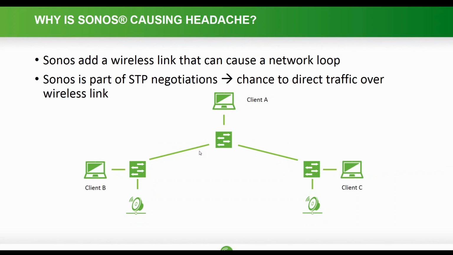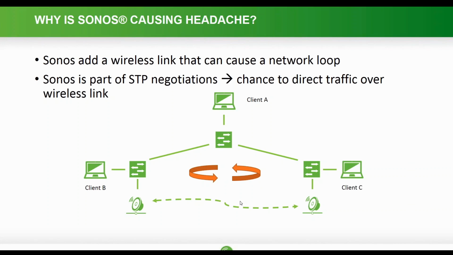Now, why is Sonos causing you guys so much headache? Sonos adds a wireless link or wireless mesh between the 2 Sonos devices because they want to make it very easy to install and very easy to set up. So if you follow the same design that we've had, our good 3-switch topology, and we added Sonos on each side of the switches, and we have a wireless link established between those 2 Sonos devices, then we have a loop. So to solve that problem, Sonos said, okay, we need to make sure that our devices are part of spanning tree negotiations to avoid any loop. And hopefully the wireless link will be disabled as part of spanning tree.